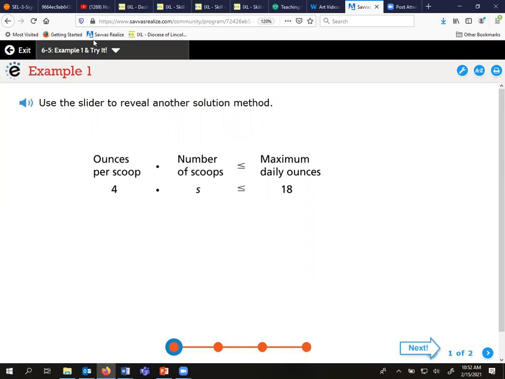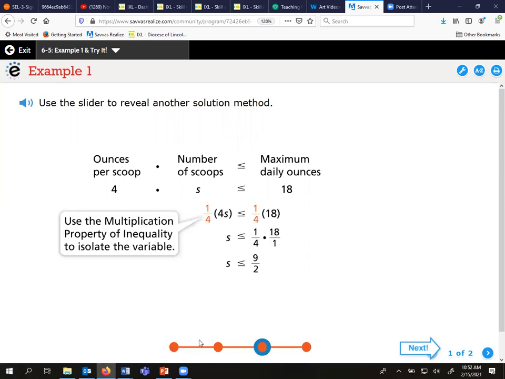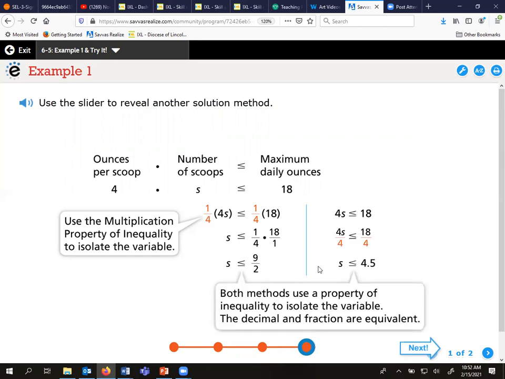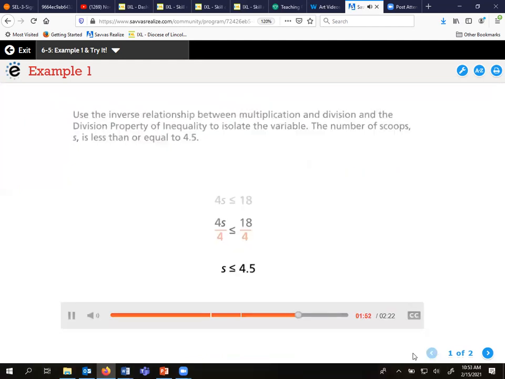Okay, another way we can solve this is, instead of dividing by 4, we can multiply by 1/4. Remember, multiplying by 1/4 and dividing by 4 are the same thing. So we can do that instead. Then we've got 1/4 times 18, which is 9/2, which still reduces to 4.5. So you still get an equivalent answer, no matter which way you solve it.